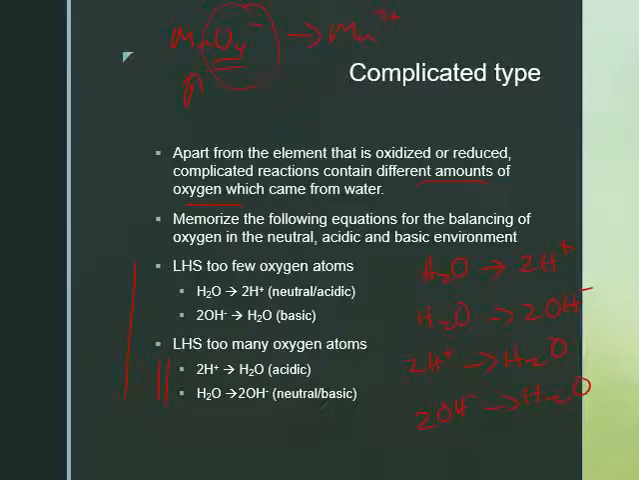Now, when to use this, you need to know whether the conditions around your reaction are acidic, basic, or neutral. For acidic, of course, you have H plus. So you have two equations for acidic. You have two equations for basic. Now for neutral, the only difference is neutral must start with H2O, because in a neutral condition, you don't have H plus and OH minus. So this one is for neutral.